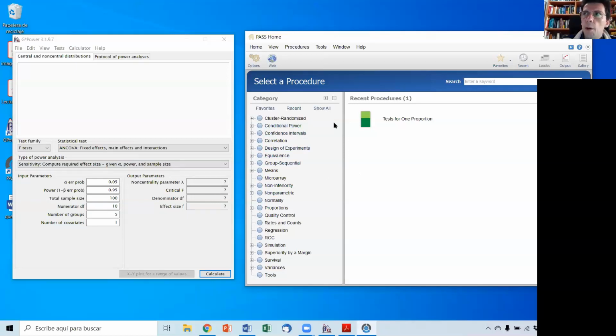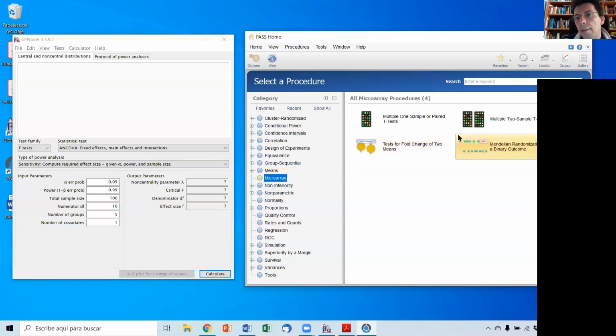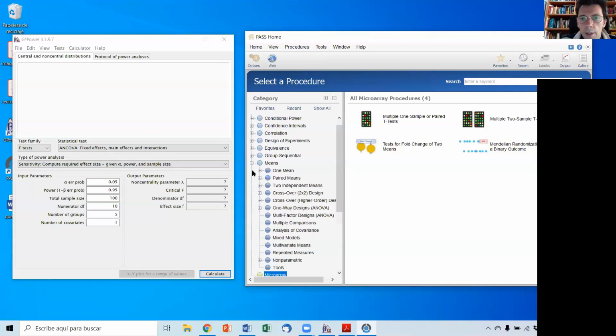In PASS you have around 1,000 different designs, and some of them are really specific, like designs for microarray data. But it starts by asking, what are you looking at? So I'm looking at means. If you are looking at means, the means of what? I will look at means using ANOVA, or the mean of one group, or the mean of paired groups, or two independent means, or there are many possibilities.